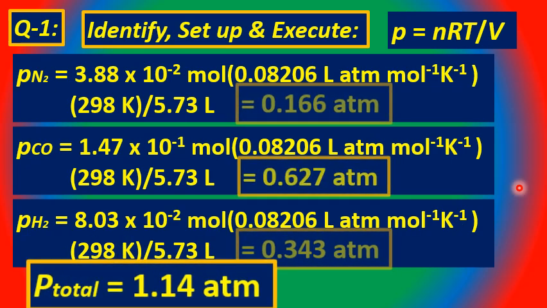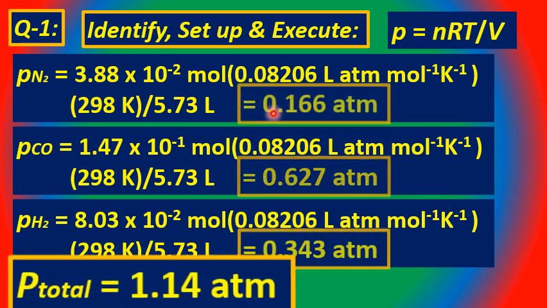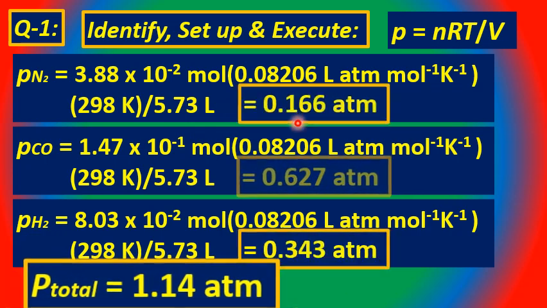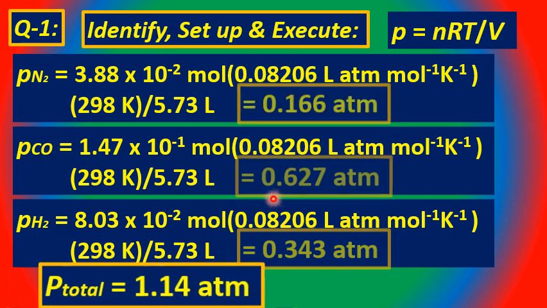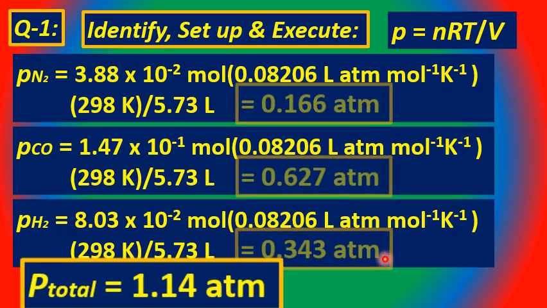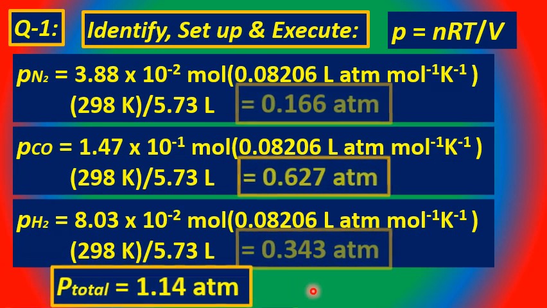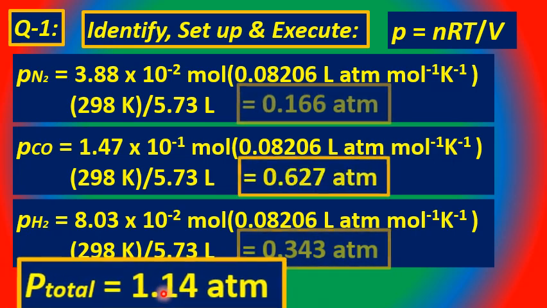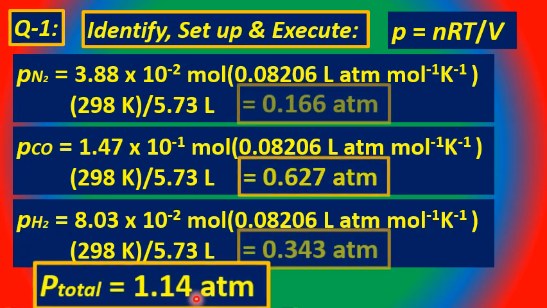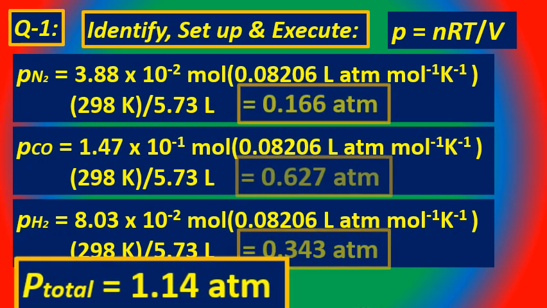And adding them all, the partial pressures such as 0.166 atmosphere plus 0.627 atmosphere and 0.343 atmosphere, we get the total pressure of the gas mixture, which is equal to 1.14 atmospheres in 3 significant figures.